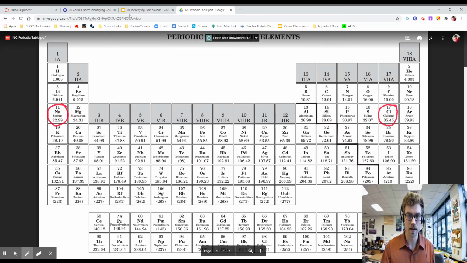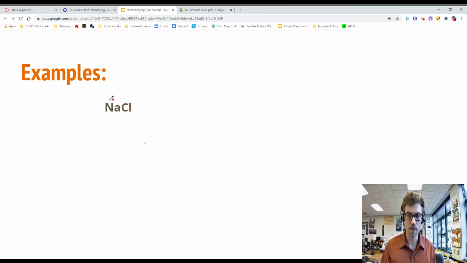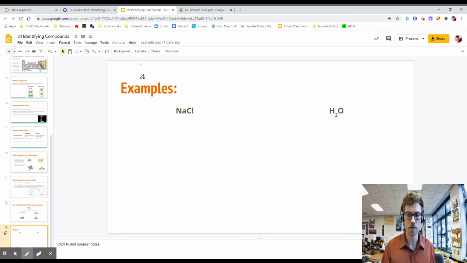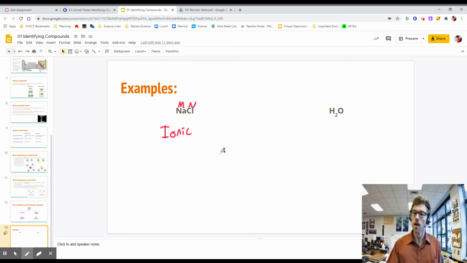And so since we have a metal and a nonmetal, what I like to do is sometimes come over here and draw an M and an N. It helps me remind myself, okay, that's a metal, that's a nonmetal. And so therefore, this is going to be an ionic compound. Okay, so that's an ionic compound.